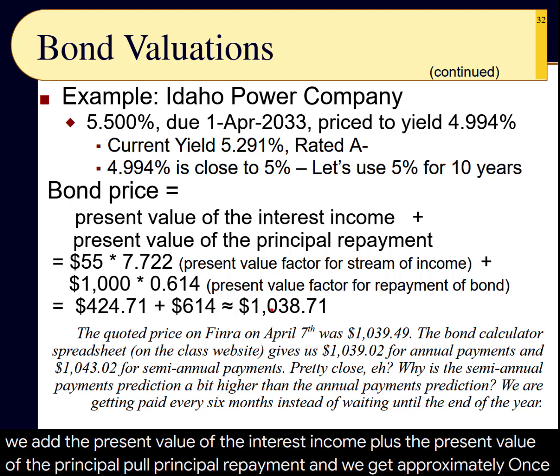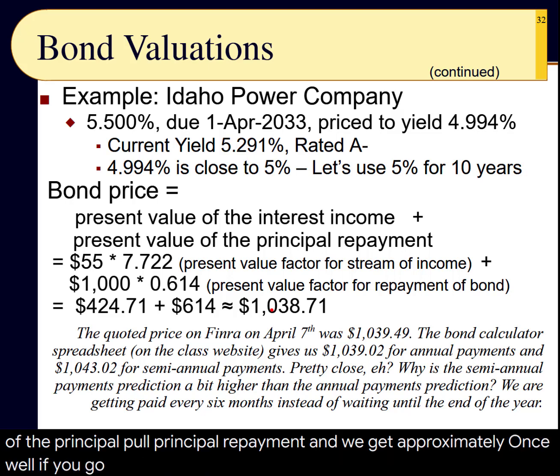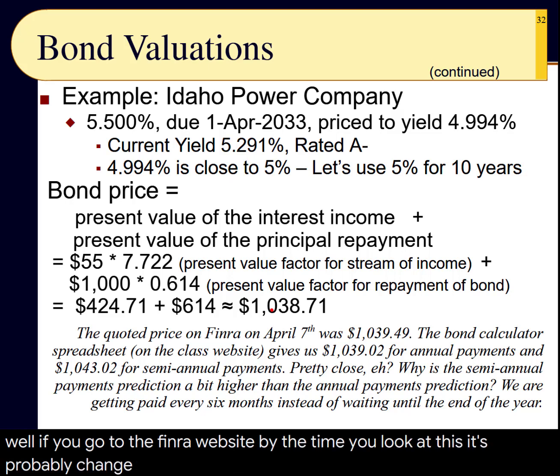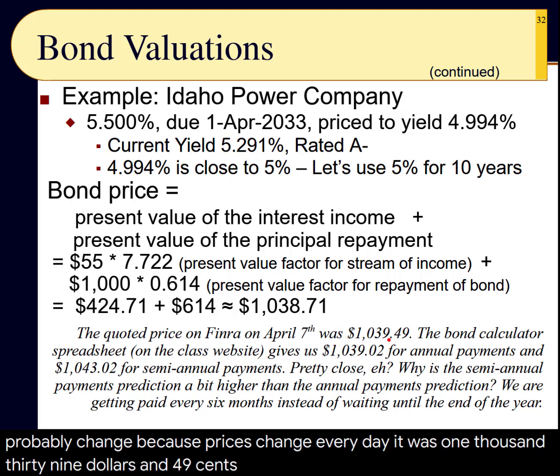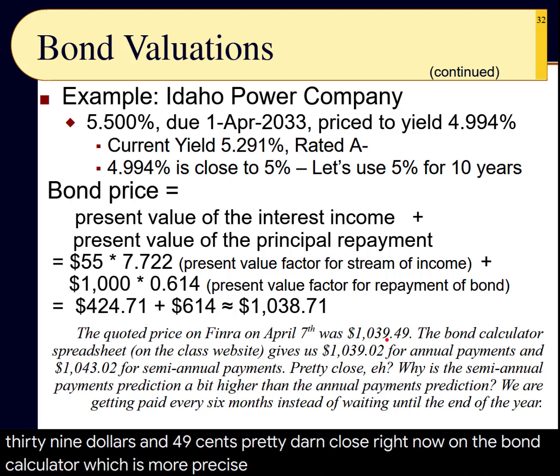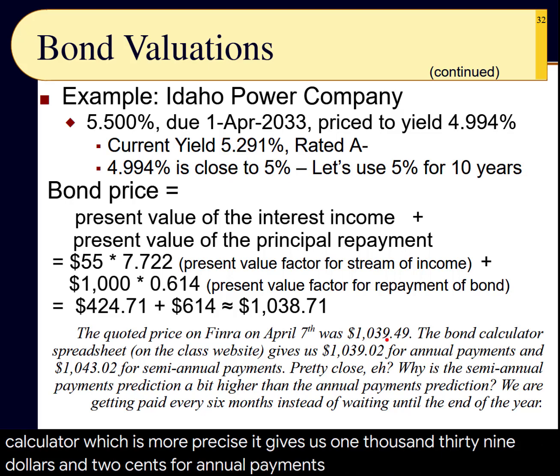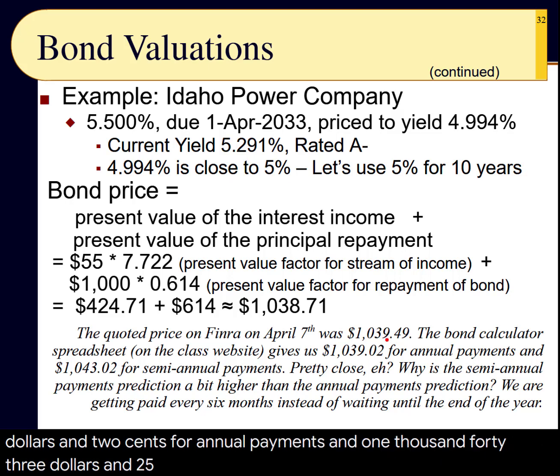$1,038.71. Well, if you go to the FINRA website, by the time you look at this, it's probably changed because prices change every day. It was $1,039.49. Pretty darn close, right? Now, on the bond calculator, which is more precise, it gives us $1,039.02 for annual payments and $1,043.02 for semi-annual payments.